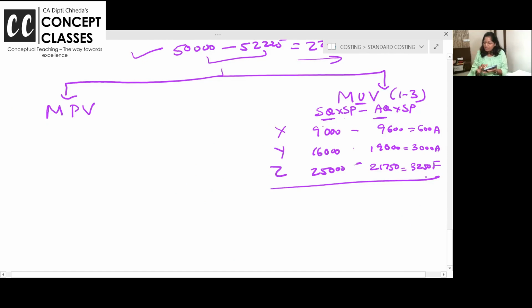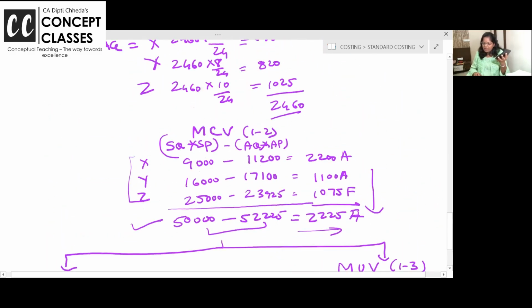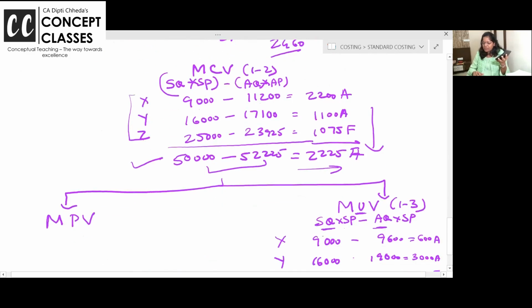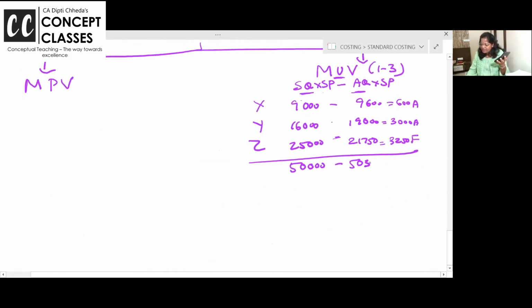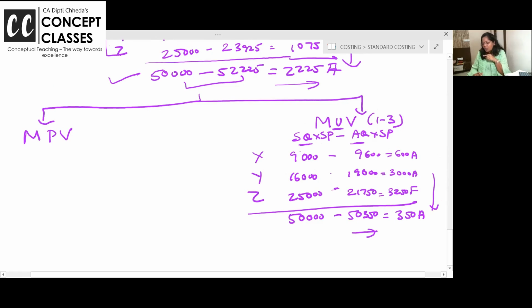This is for individual material. Now overall usage variance kaise karenge? This total we know, 50,000. Third ka total dekho. Look at third's total. 350 adverse. This way and this way it should tally. Let us tally vertically: 600 plus 3000 minus 3250 is 350 adverse. Is my speed fine?